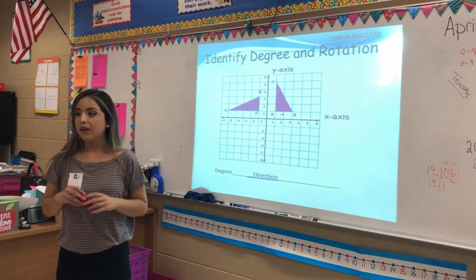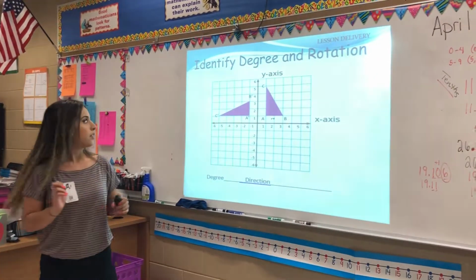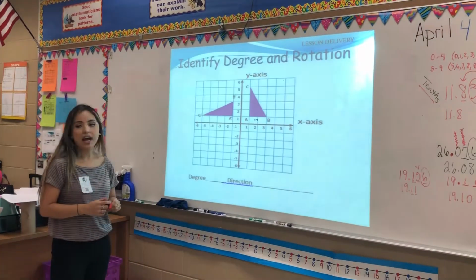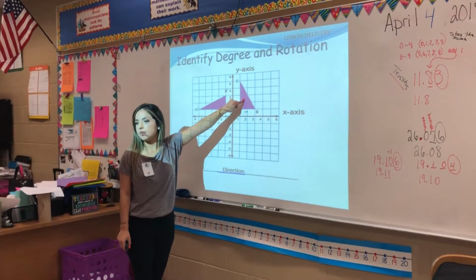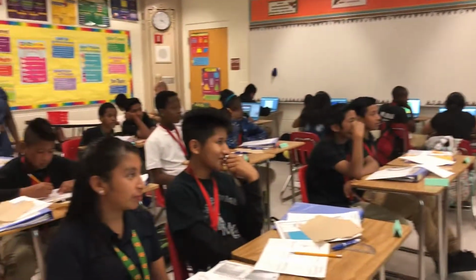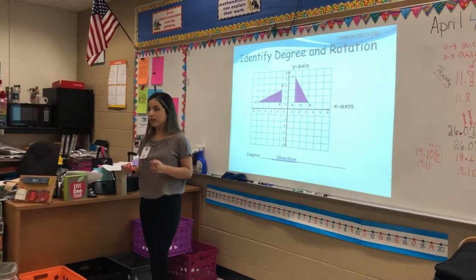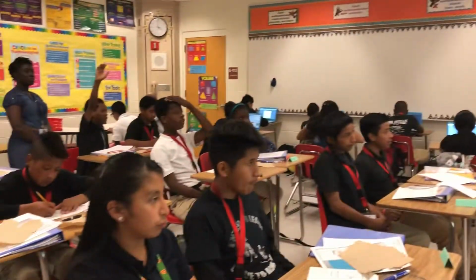Now, this is something very similar, but it requires you to think a little bit more. The directions say identify the degree and the rotation. What quadrant is the pre-image in? How about the new image? In quadrant 2. That is one turn because each turn is 90 degrees. 2 turns would be how many degrees? 180.